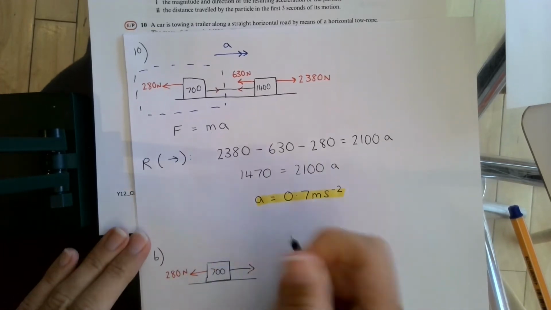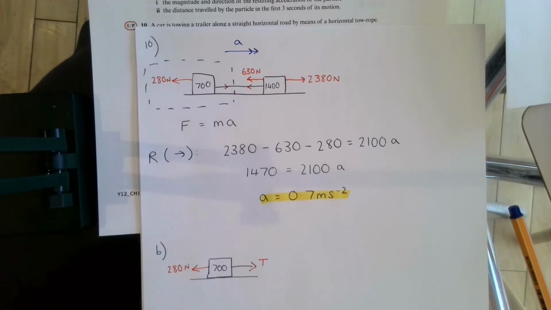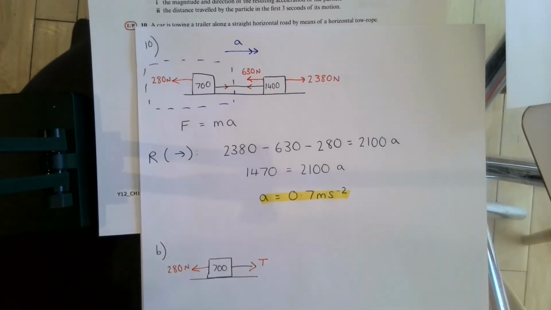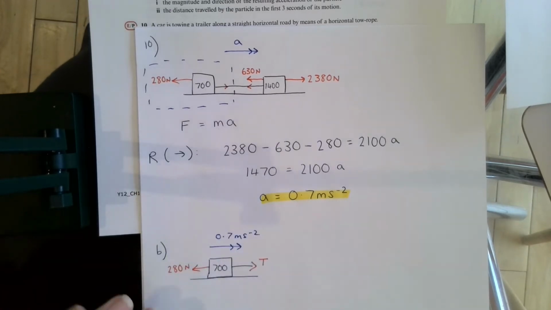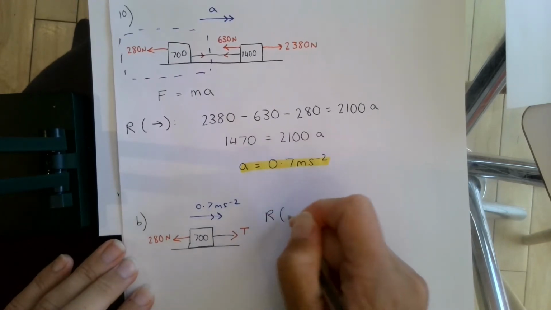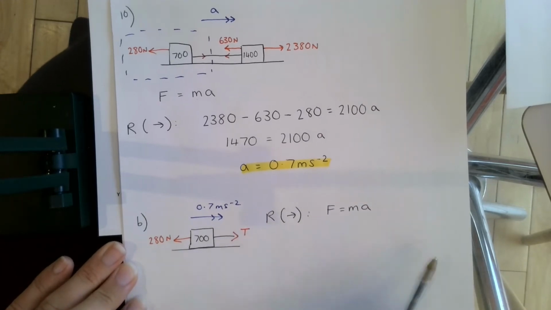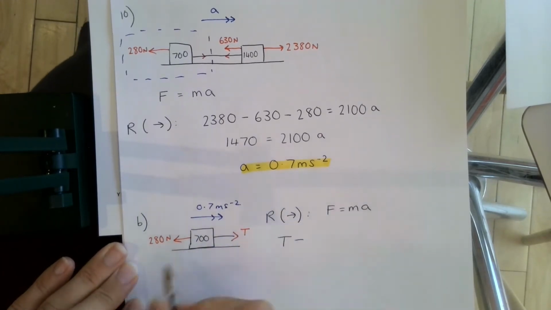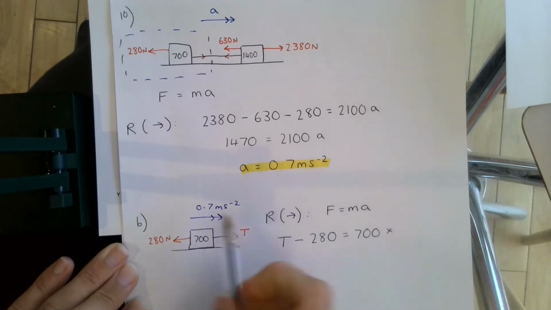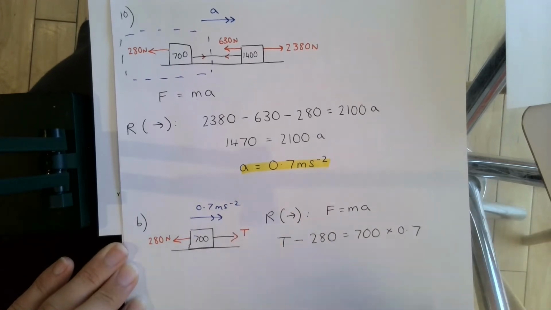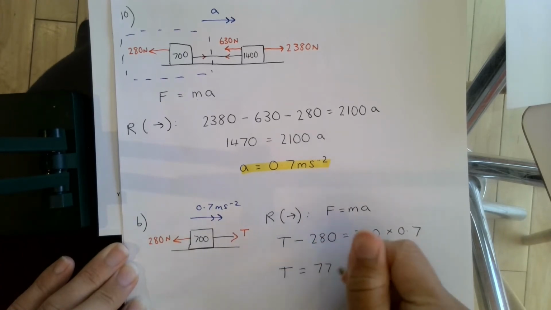Acting to the right, we've got the tension. We've cut that rope off, so we're exposing that tension that's acting in the rope. But we do know that the trailer is moving at an acceleration of 0.7 meters per second squared. So for this trailer, I'm going to resolve to the right, and I'm going to use the resultant force is equal to the mass times the acceleration. To the right, I've got the tension. I need to take away 280 acting to the left. That will equal 700 multiplied by the acceleration 0.7. If I resolve that, I'm going to get that the tension is equal to 770 newtons.